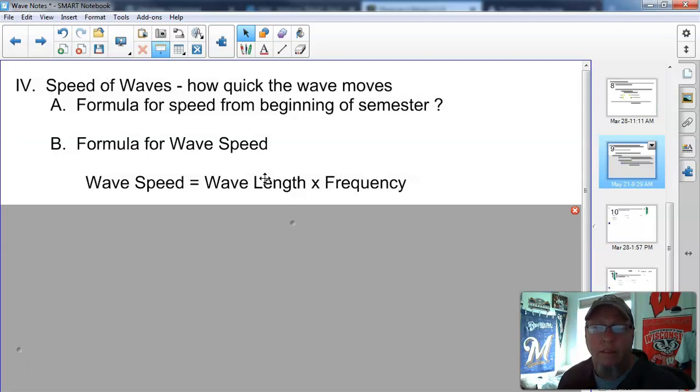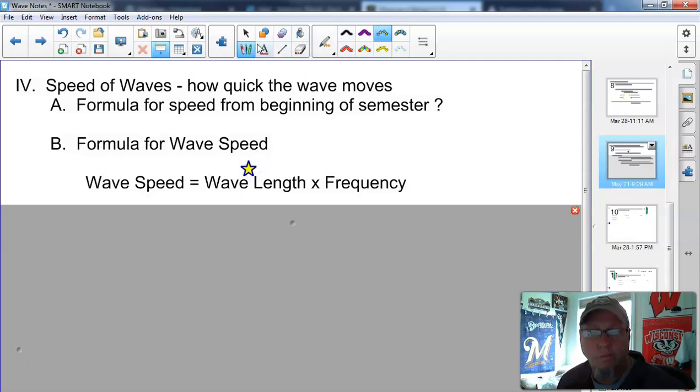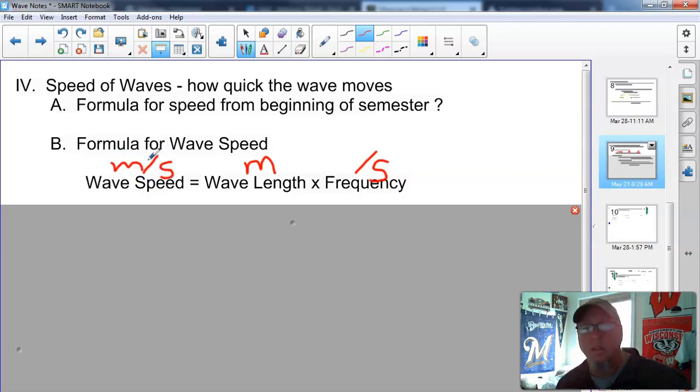But the wavelength is meters. Oops, didn't mean to put a star on the page. The wavelength is meters times the frequency, which is a per second. So meters, that means my wave speed is going to be meters per second. And that's a speed that you're familiar with. That's a speed that you guys know.